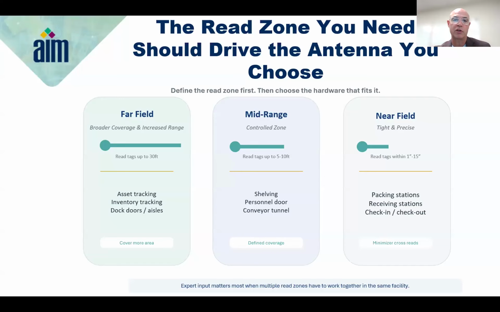Specifically, when we're talking about the near field antennas in this presentation, these are inductive coupling or magnetic coupling. So the near field antennas we're talking about are either tap and go, where you literally have to touch the antenna with the tag, or where you're trying to read up to maybe 12 or 15 inches maximum away from the antenna.